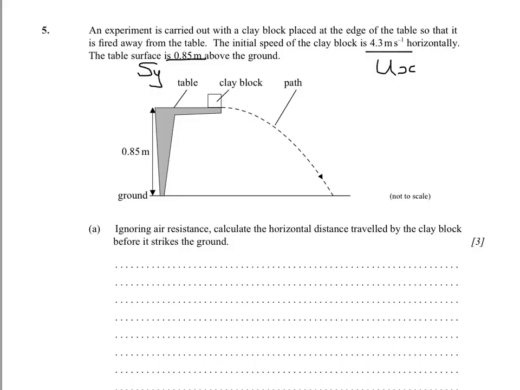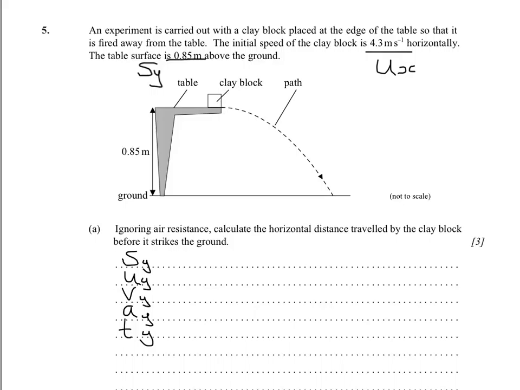It says, ignoring air resistance, calculate the horizontal distance travelled by the clay block before it strikes the ground. Now, the first thing to do in this case is to work out how much time the block is in the air for. So we first need to resolve vertically. So let's write out our five SUVAT expressions, and then let's work out what we already know.